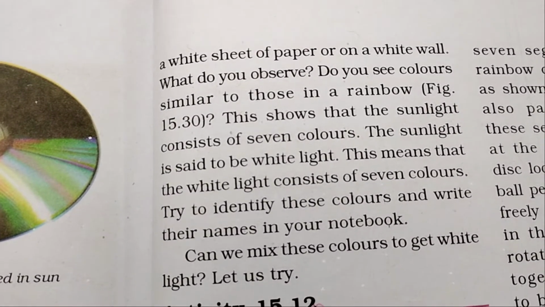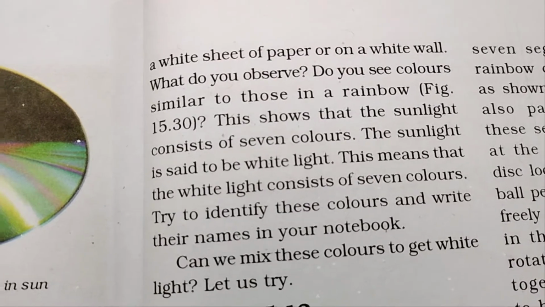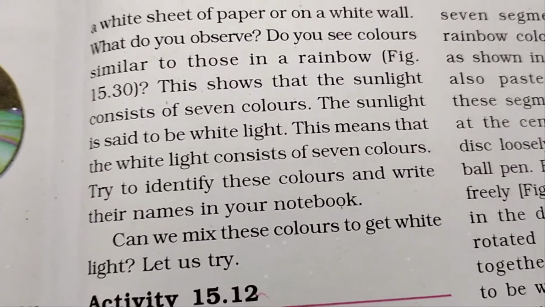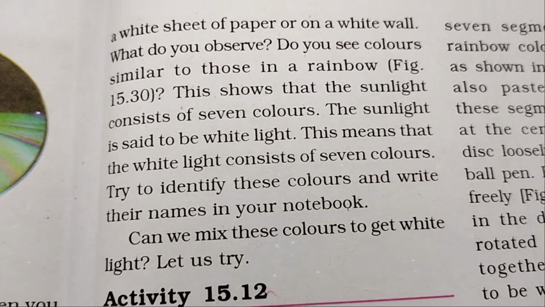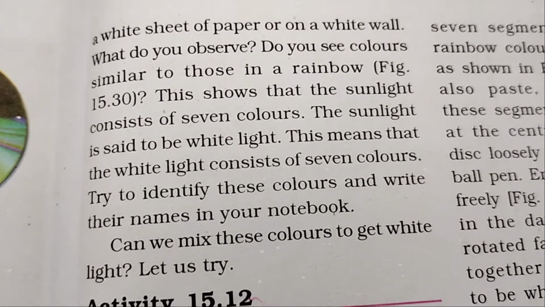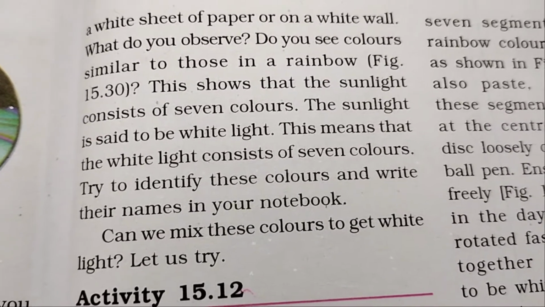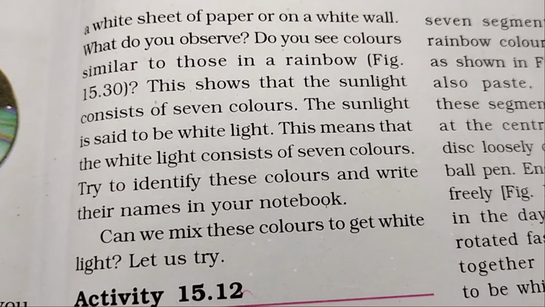What do you observe? Do you actually see the colors similar to those in the rainbow? Yes. So this activity shows that sunlight consists of 7 colors. The sunlight is said to be a white light. This means that the white light consists of 7 colors.